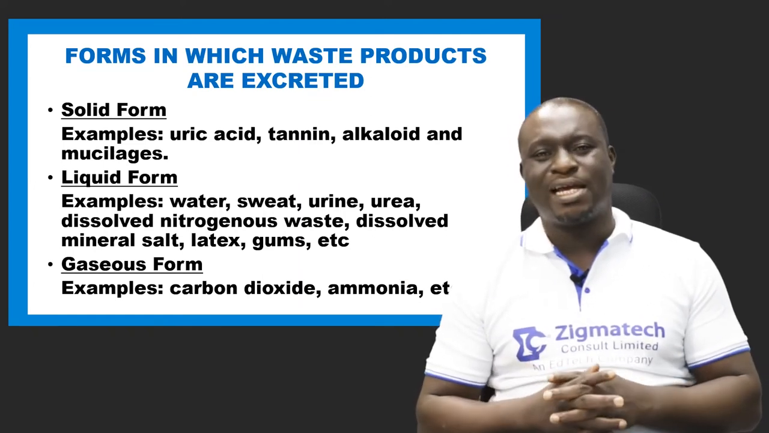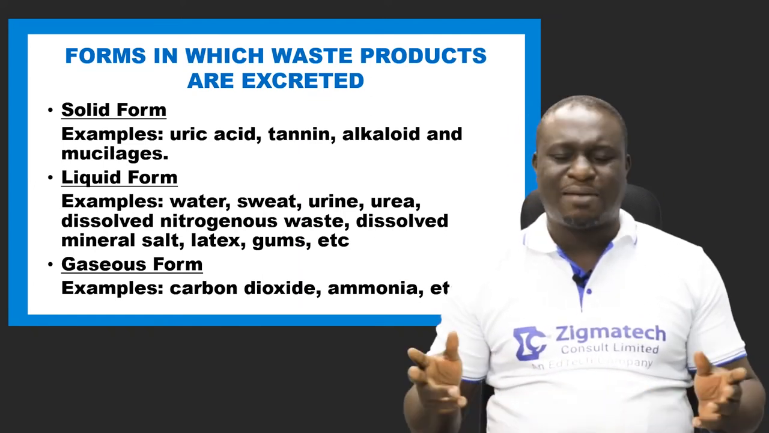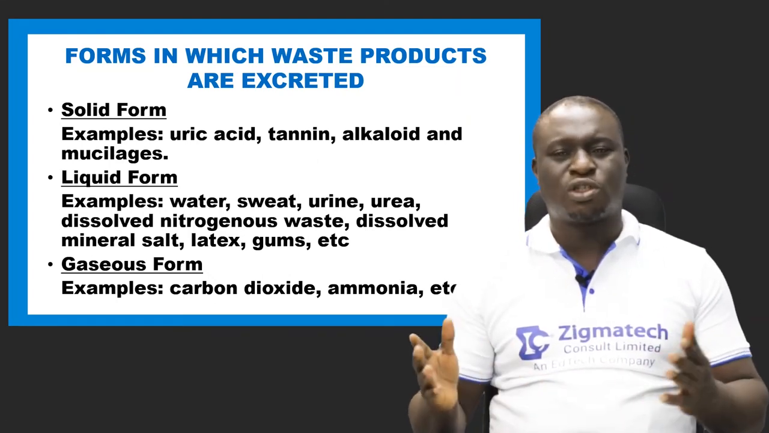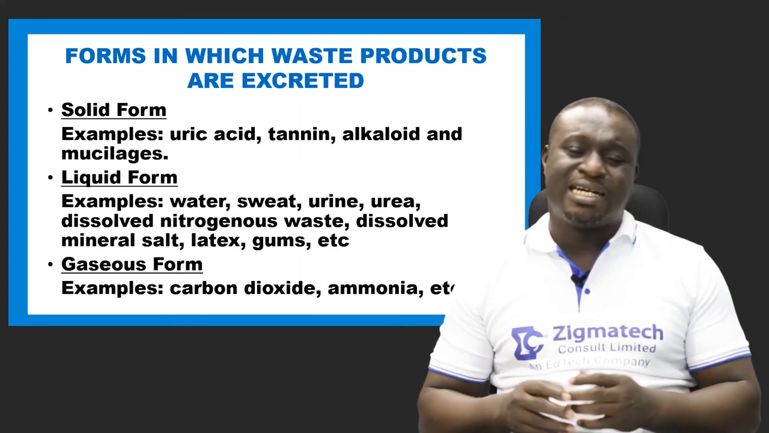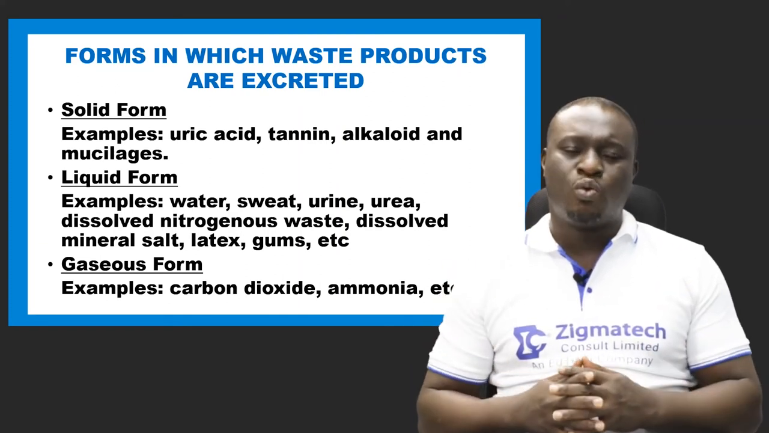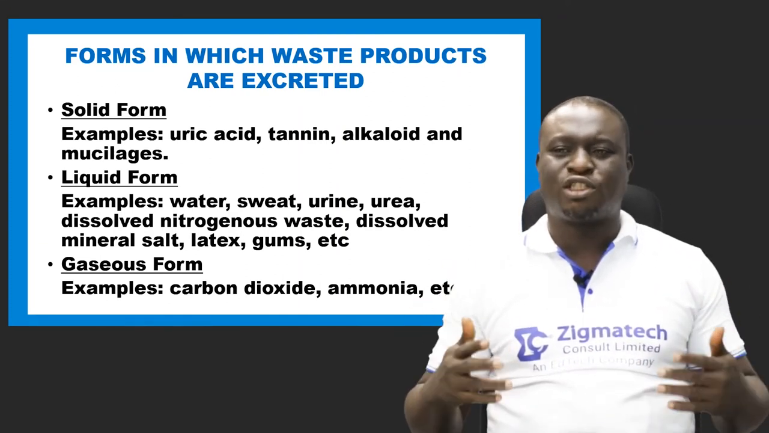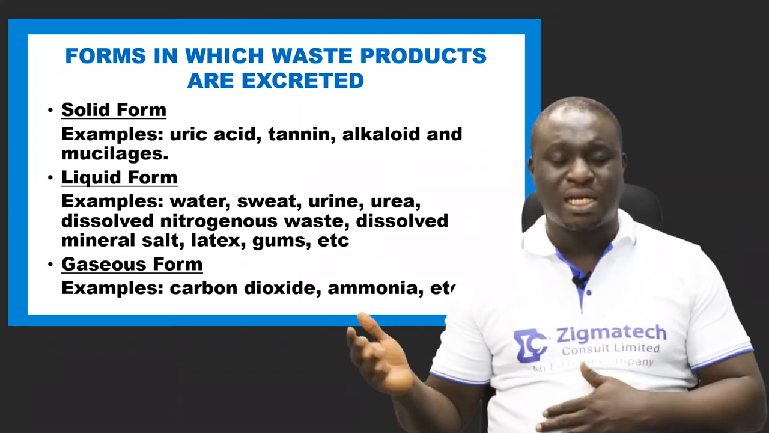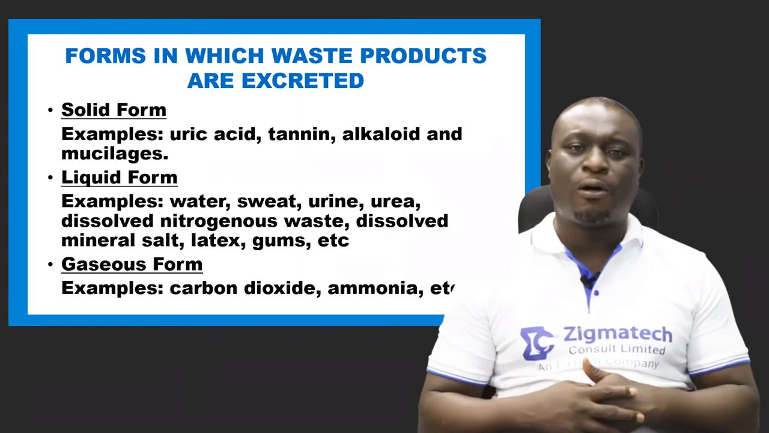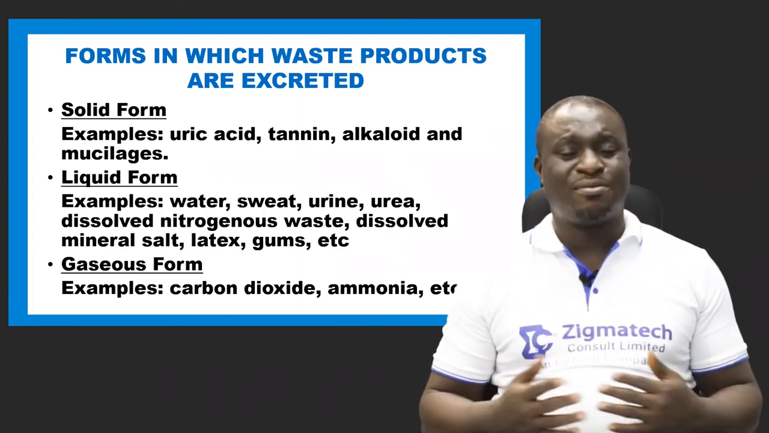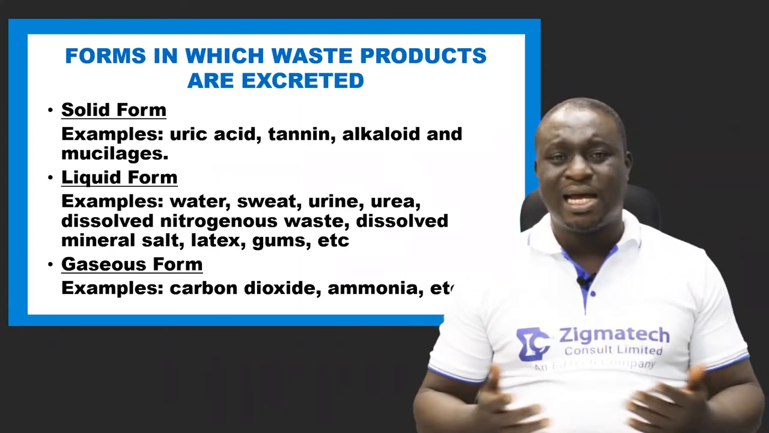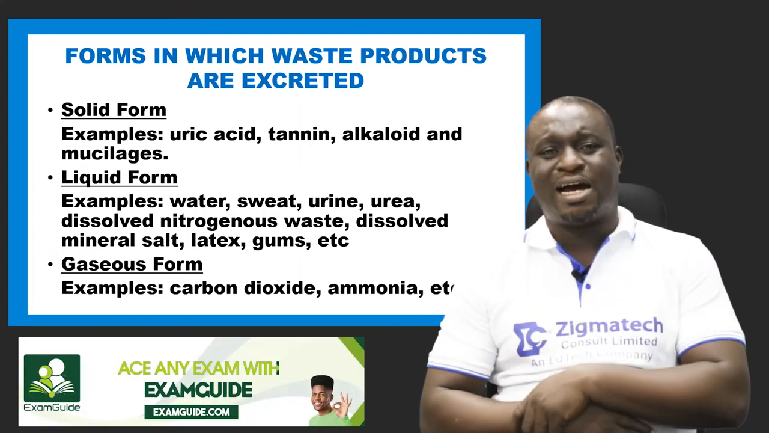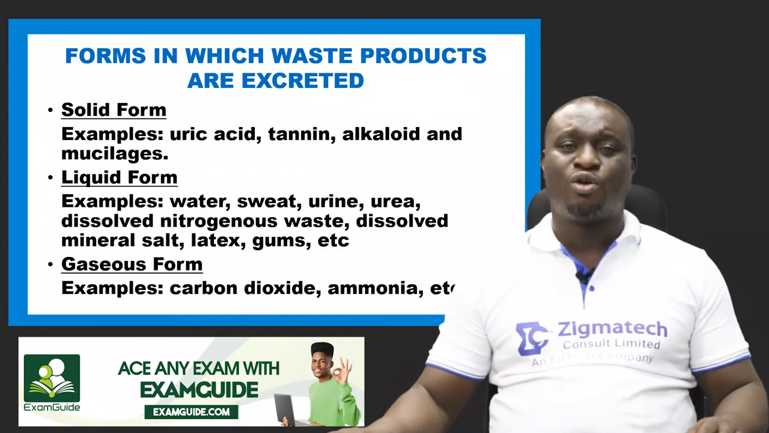The first one is the solid form. Examples of solid form are uric acid, tannins, and so on, mostly found in plants. Then we have the liquid form, which includes water, sweat, urine, urea, and so on, mostly found in animals. And then we have the gaseous form, found in both plants and animals, which includes carbon dioxide, ammonia, and many other gases that are removed as metabolic waste.